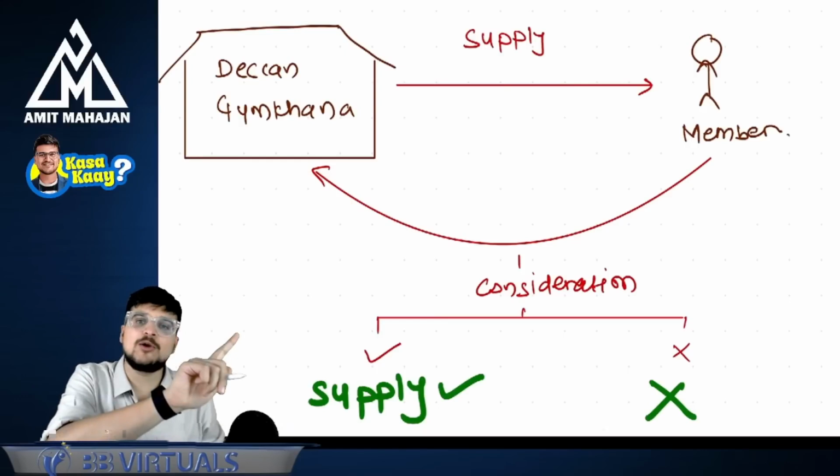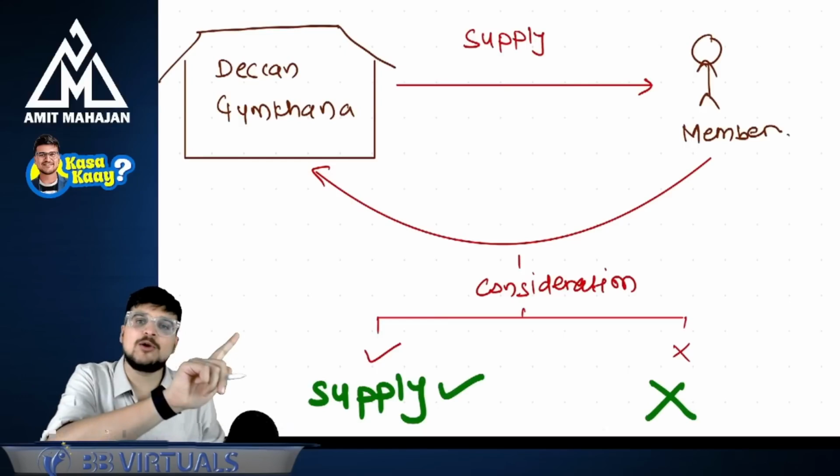Now, please try answering the second example. What will be your answer if both of them are real sisters and Mrs. Rashi receives legal advice for her business and she did not pay any consideration?